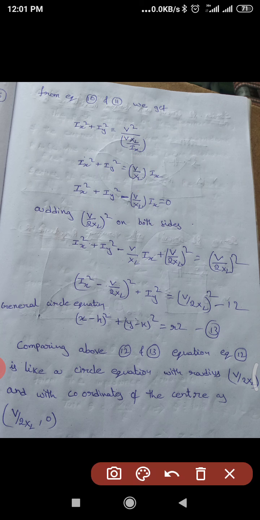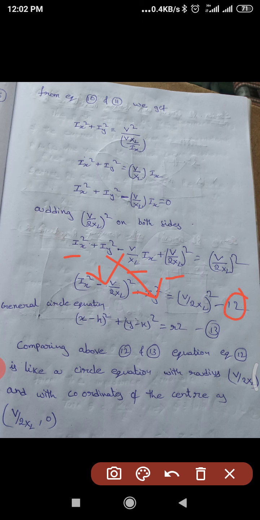After that, adding V by 2 XL whole square on both sides, we get the equation like this. Further we are simplifying; let us consider this value, this value and this value. These three are like the formula a minus b whole square. If you apply this and simplify, we get Ix minus V by 2XL whole square plus Iy, which I am writing as it is here, equal to V by 2XL whole square. Let it be equation number 12.